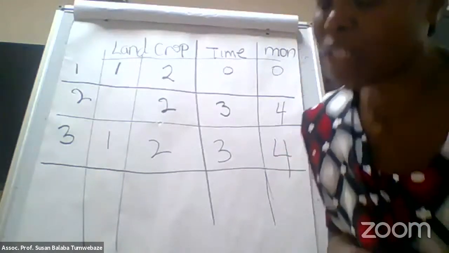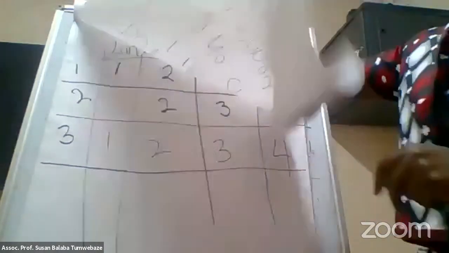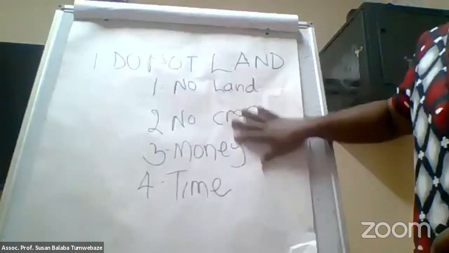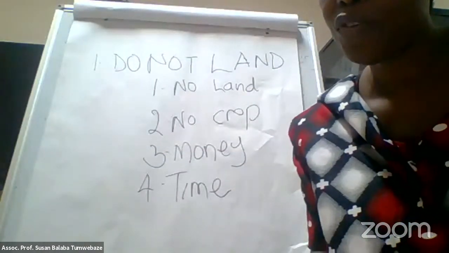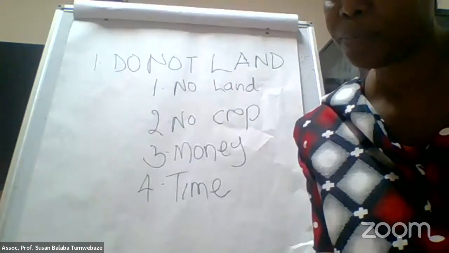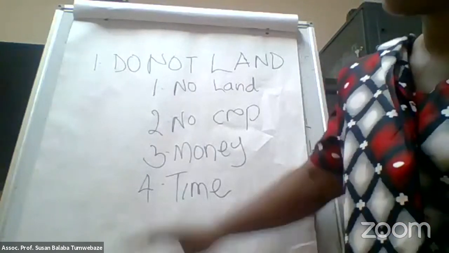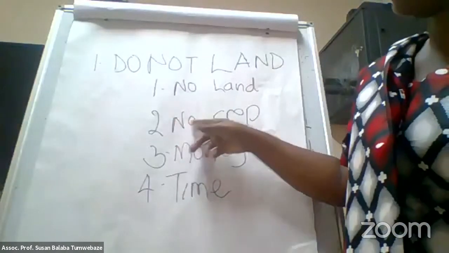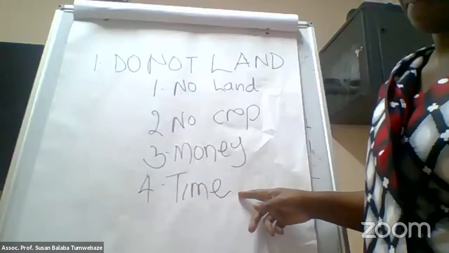Okay, somebody is saying, please repeat that part. Okay, so I'm going to go back. You remember we had four responses for our question of whether they use the fallow land. That was do not have land, do not have crop, do not have money, and then time.